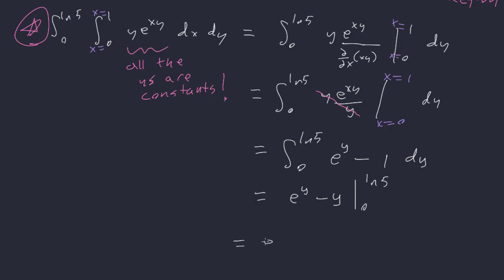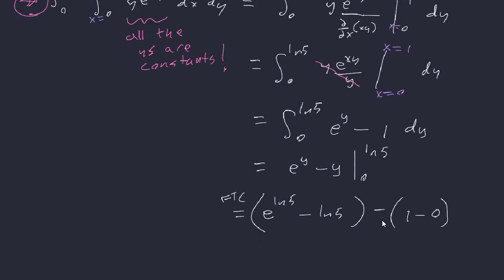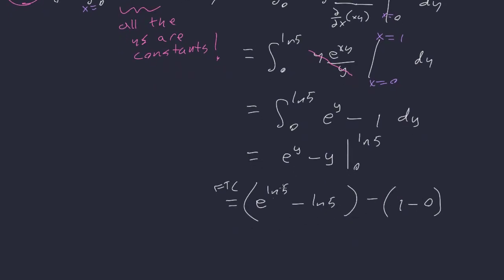Right, so I have e to the natural log of 5 minus natural log of 5 minus, and I should remind ourselves of what we're doing here, minus e to the 0, which is 1 minus 0. So I always at least try to tell myself what I'm doing here, because plugging in the 0 doesn't always give us a 0, especially if we have an e or like a cosine. Okay, now e to the natural log of 5 is actually equal to 5. So we have 5 minus ln 5 minus 1, so we have 4 minus the natural log of 5.